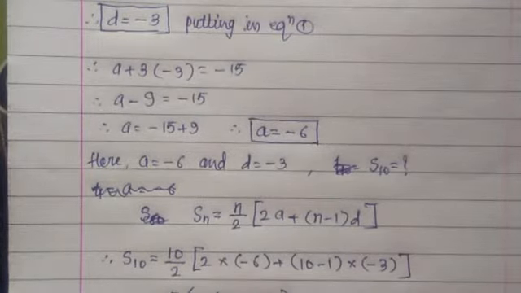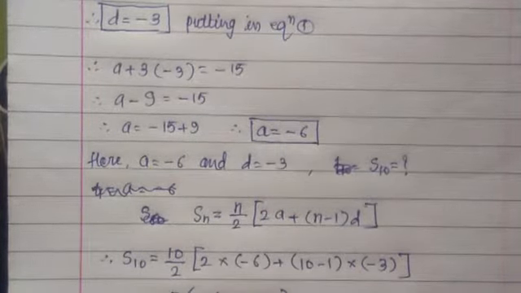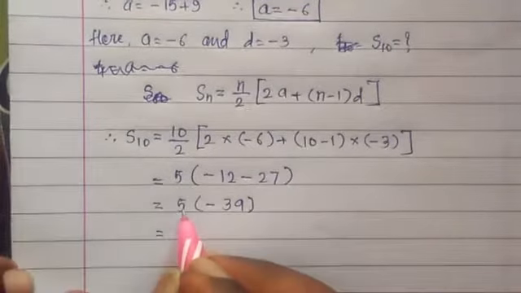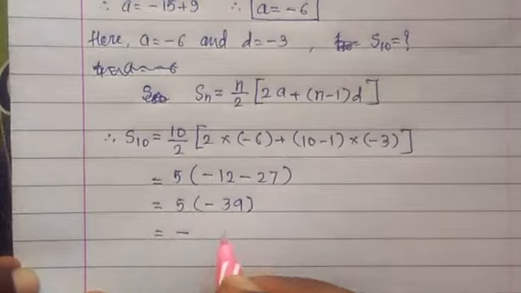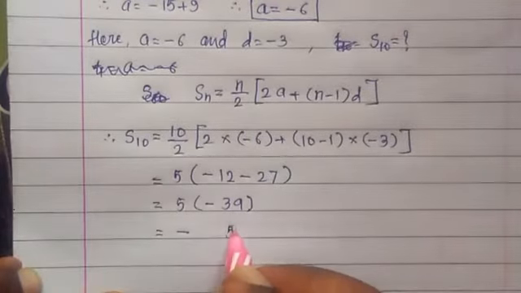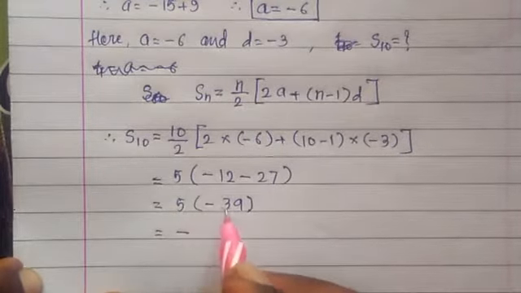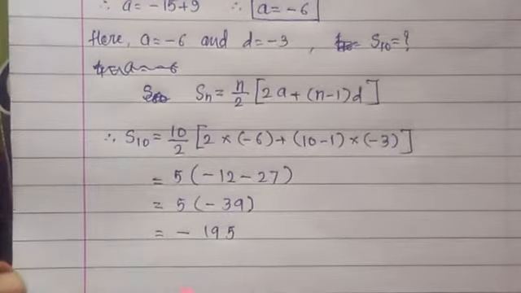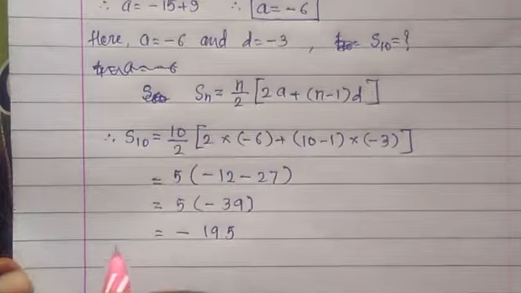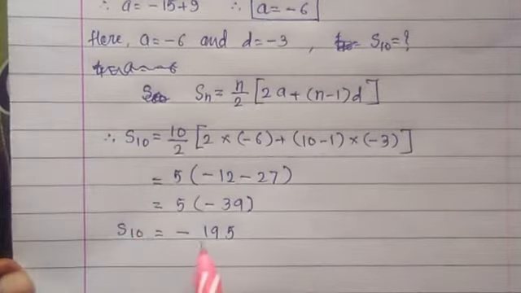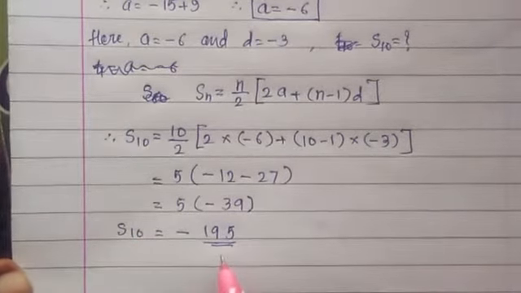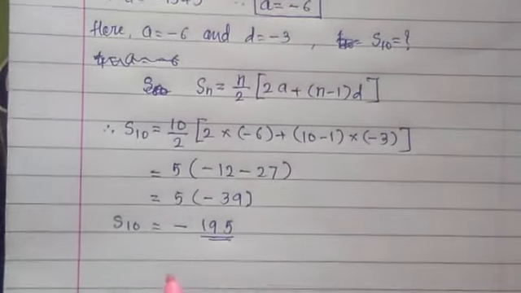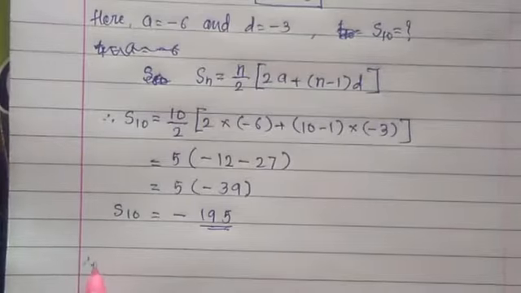and hence which is equal to minus, we have to find minus 5 9 the 45 means 5 carry 4, 5 3 the 15 plus 4 19, and hence here S10 is equal to minus 195, and hence now we can write the answer.